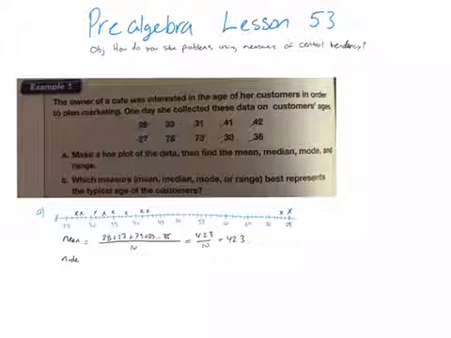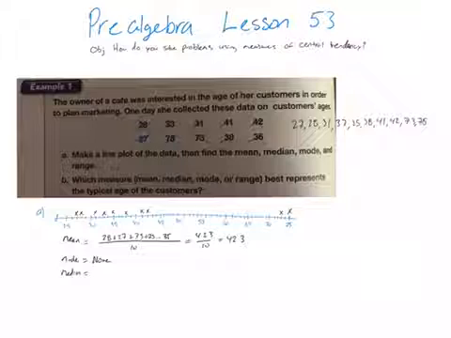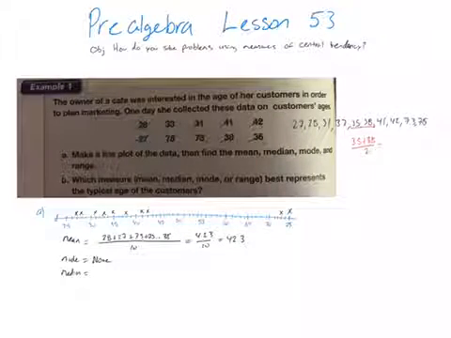Mode would be the one that shows up the most. And notice that there is no mode because no number shows up more than once. Median is going to be the middle one whenever you arrange them from smallest to largest in order. There isn't a middle one because we have an even number. So it's going to be the average of those two. So I'm going to say 35 plus 38 over 2, which comes out to be 36.5.